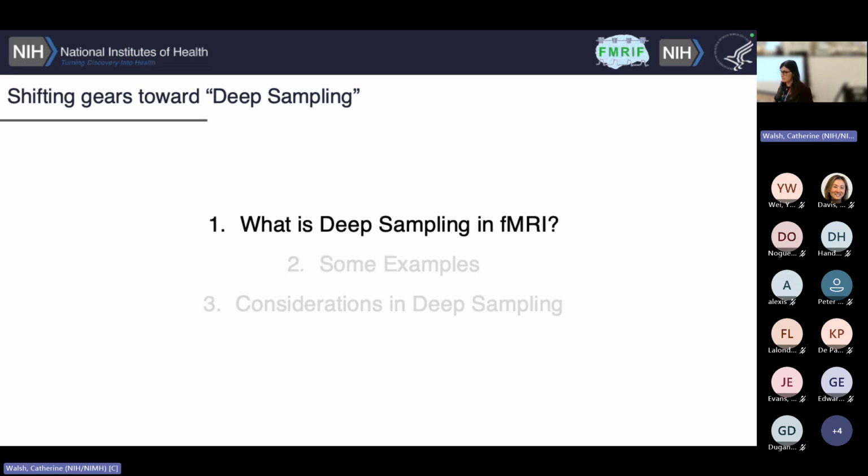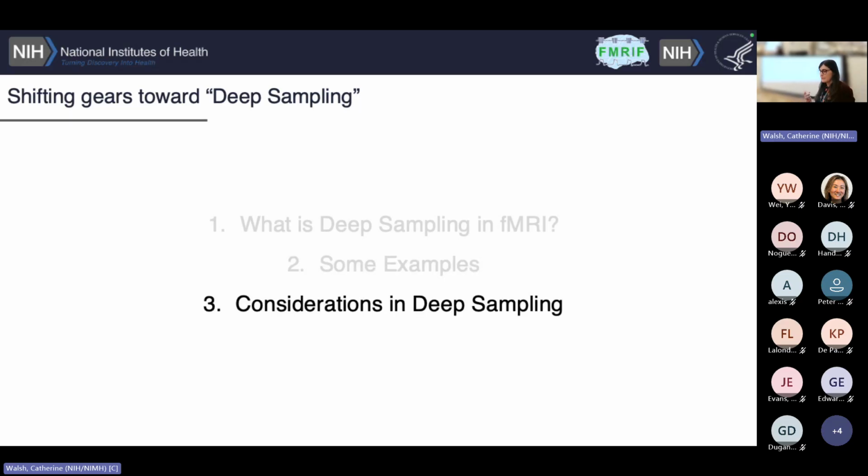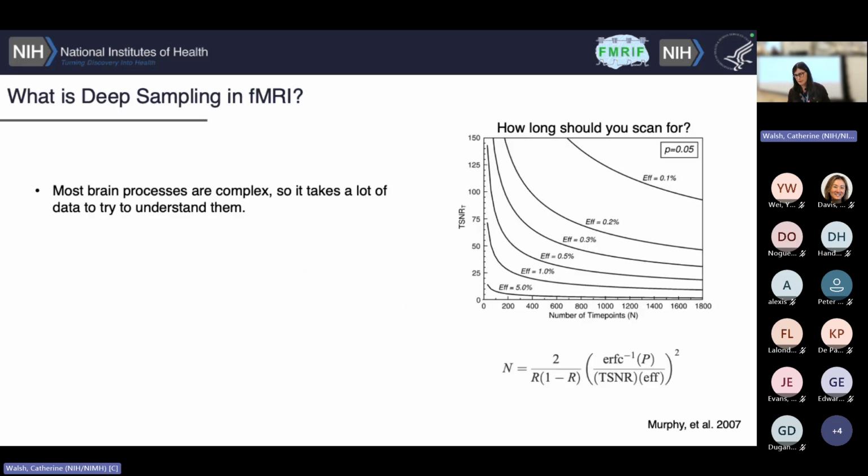The first is just, what does that series of words actually mean? What is deep sampling? And then I'm going to go through some examples because I think the best way to get an idea of what a lot of these approaches or studies are trying to approach is just to see what types of data they're collecting. And lastly, I'm just going to give a few brief considerations if you would like to make one of these styles of studies.